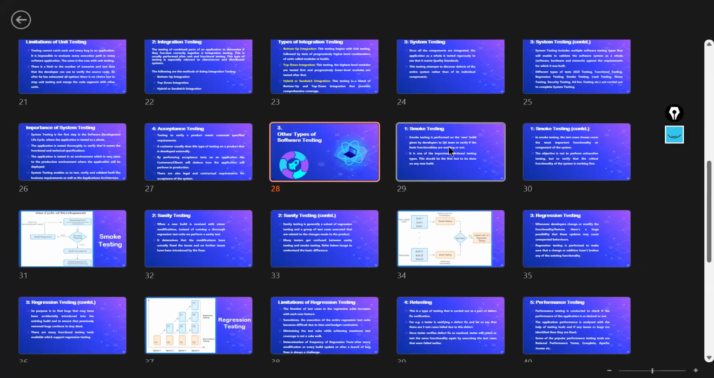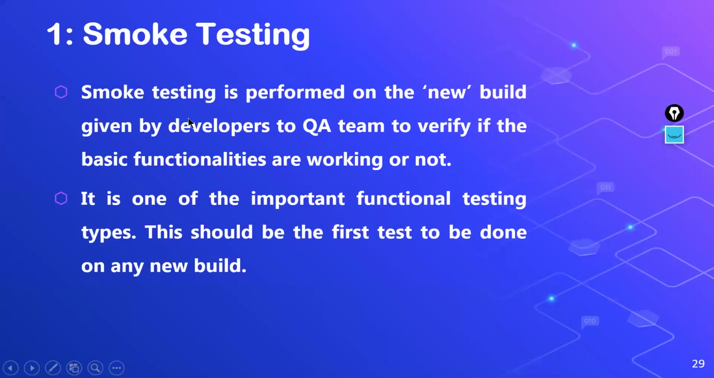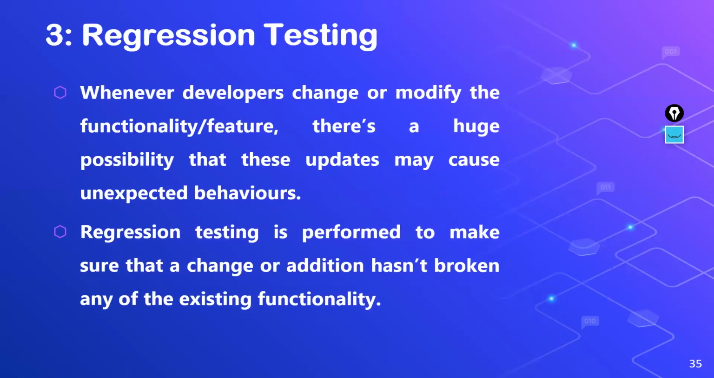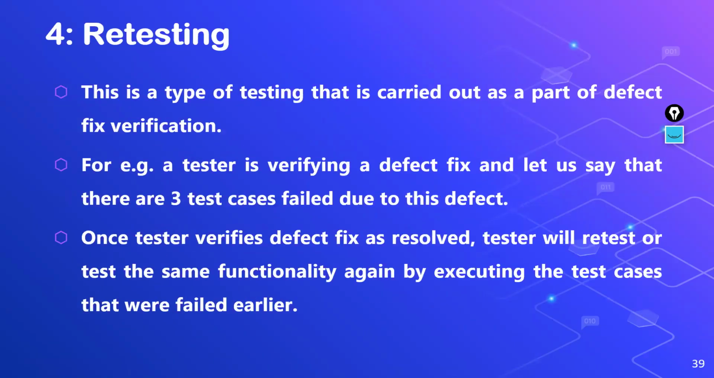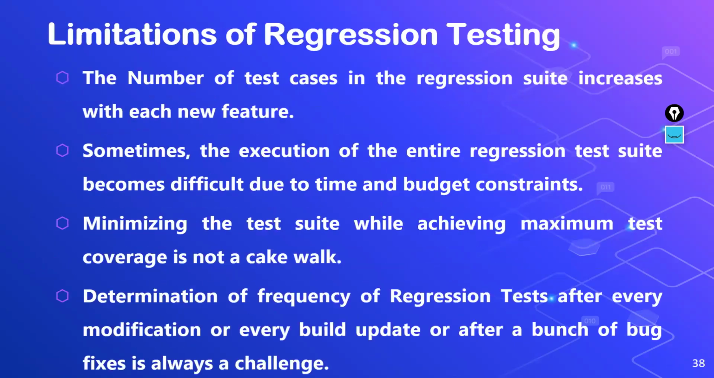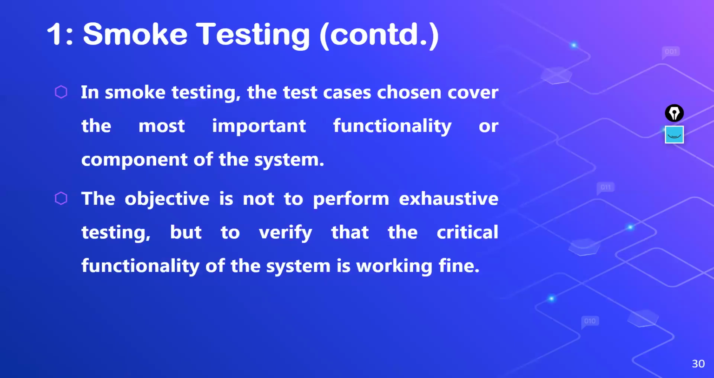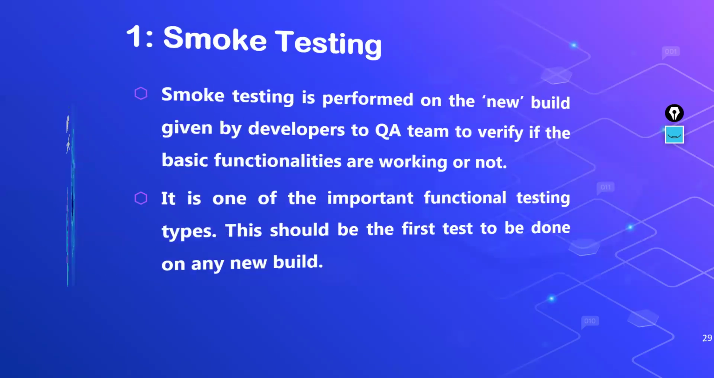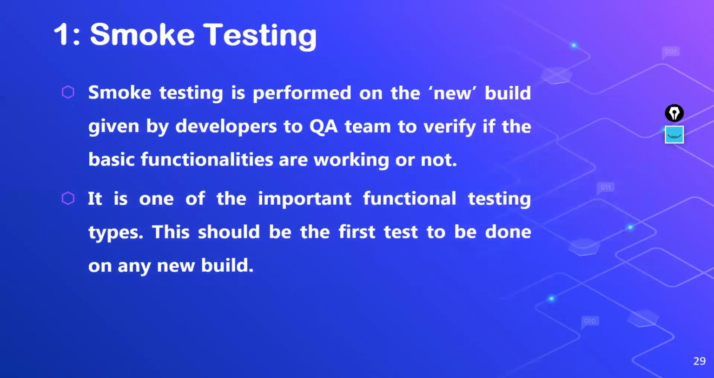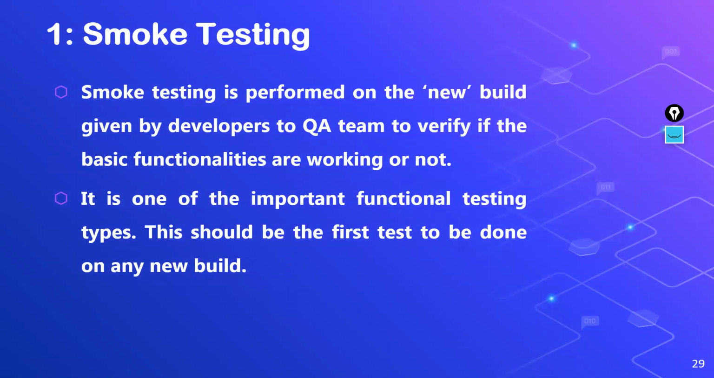Now, when we talk about some other types of testing, we have smoke. Then I'll talk about sanity, regression, and retesting. After that, we also have a lot more. But these first four types I'll discuss in one stretch, because when we talk about these particular testing types, that's how we have all of this.